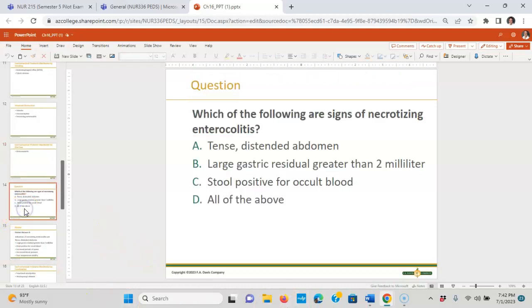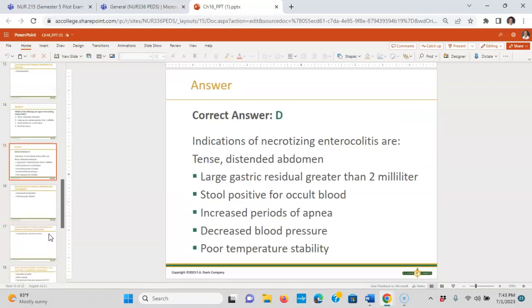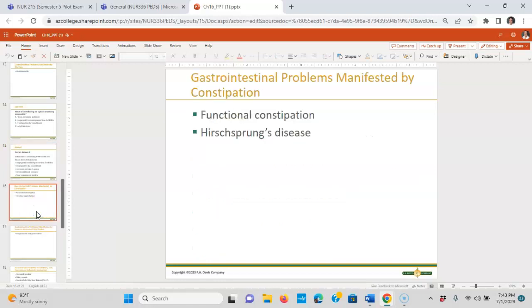All right, let's stop for a question. Which of the following are signs of necrotizing enterocolitis? We heard about that before. Definitely a tense, distended abdomen. Definitely gastric residual greater than 2 milliliters. And a stool positive for occult blood. Yeah. Poor temperature stability, decreased blood pressure, apnea, the whole deal.